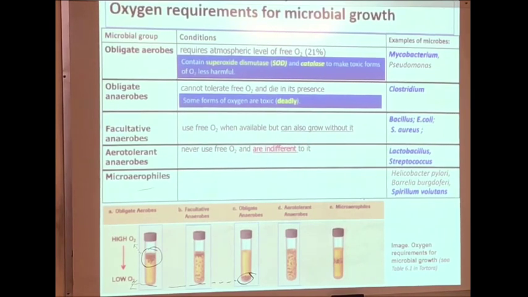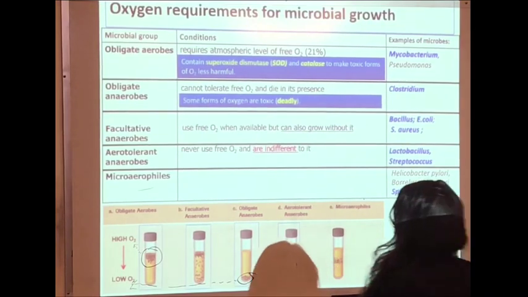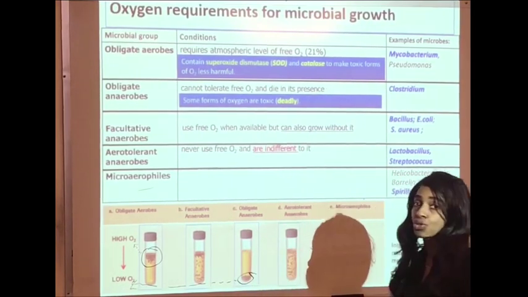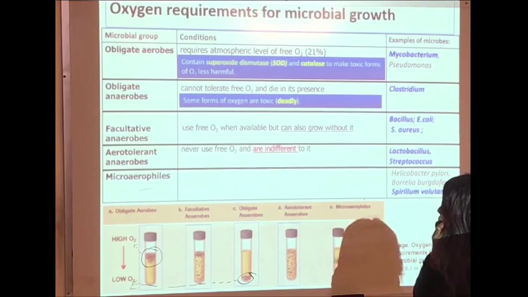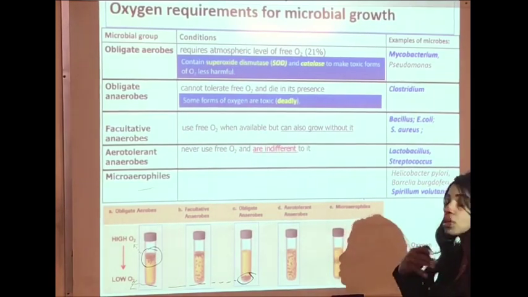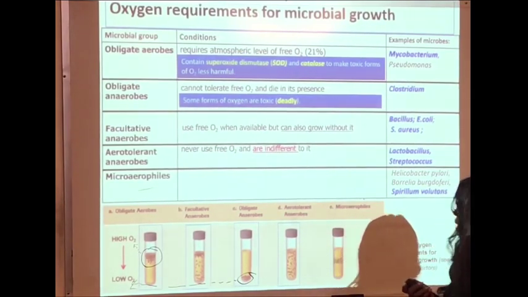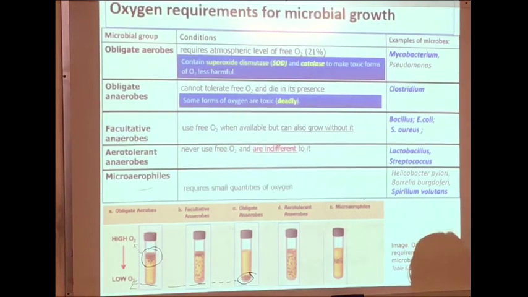So again, the facultative organisms, if oxygen is available, they'll use it, and they'll grow better in the presence of oxygen. However, the aerotolerant organisms are not using it to grow, and they can grow whether it's there or not. Indifferent means it doesn't matter if it's present. And then we have our microaerophiles, like spirillum, a small spiral-shaped organism. This organism requires small quantities of oxygen.